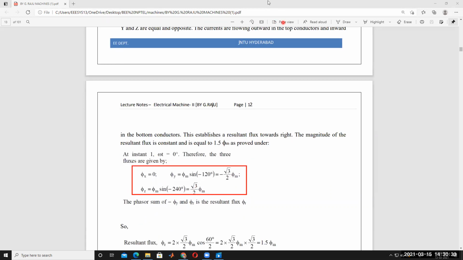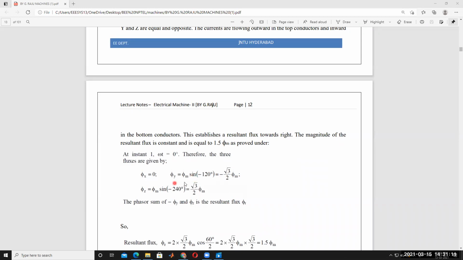Am I right? And then what is the resultant flux? How to find the resultant flux? Here φx = 0, so there is no use of this. That means the resultant flux is the phasor sum of −φy, where φy = −√3/2 φm, so −φy = √3/2 φm, and φz. The phasor sum of −φy and φz is called the resultant flux φr.